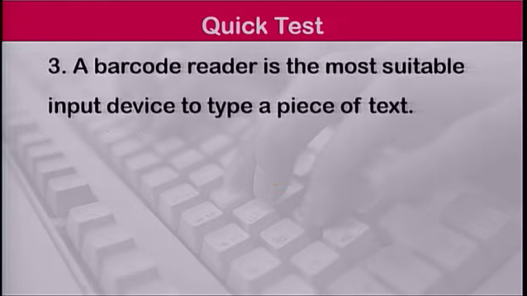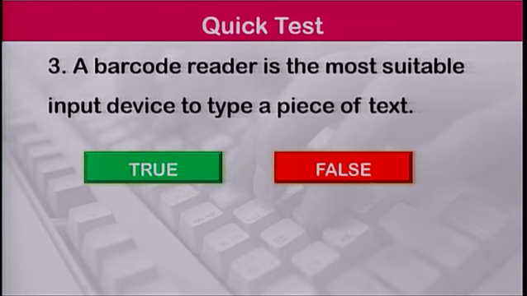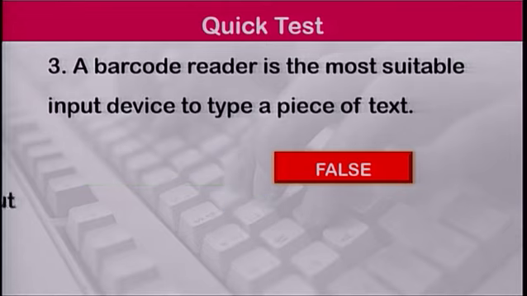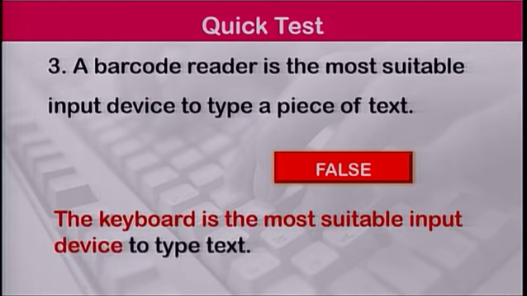Number 3. A barcode reader is the most suitable input device to type a piece of text. True or false? The answer is false, as the keyboard is the most suitable input device to type text.